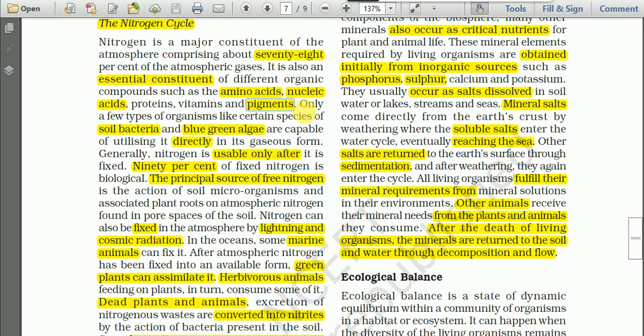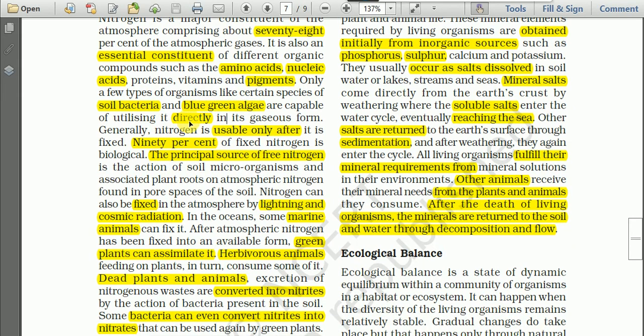And you must know that only a few types of organisms, like certain species of soil bacteria and blue-green algae, are capable of utilizing nitrogen directly in its gaseous form. We know that 78% of the atmosphere is constituted by nitrogen, but only a few types of organisms like soil bacteria and blue-green algae are capable of utilizing this nitrogen directly in its gaseous form.